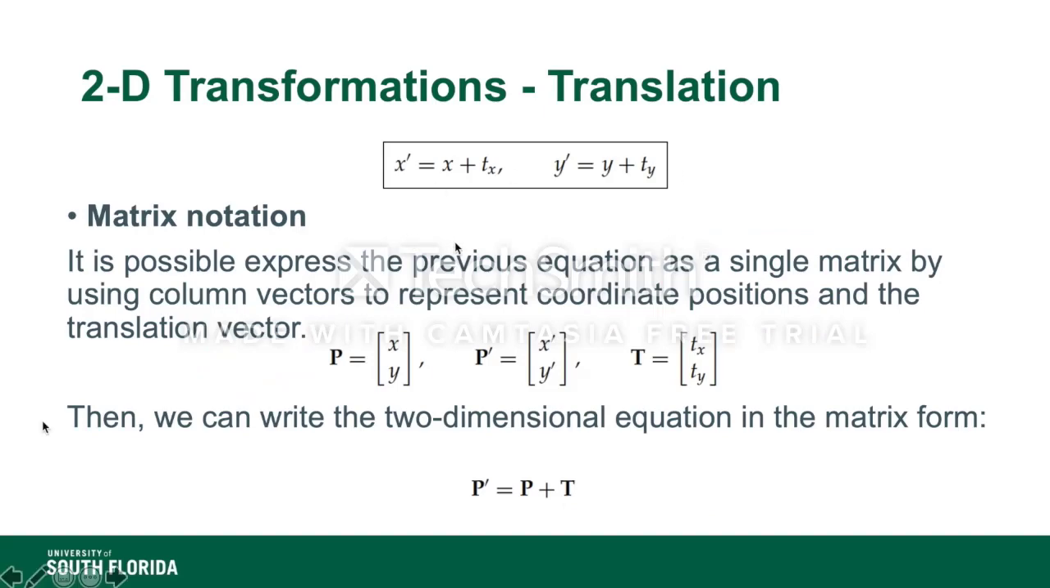The matrix notation. It is possible to express the previous equation as a single matrix, by using column vectors to represent coordinate positions and the translation vector. As we can observe here, if we define P, the original point, as a column vector x, y, and P prime as a column vector x prime, y prime, and the translation as Tx, Ty, then we can rewrite the two-dimensional equation in the matrix form P prime equals P plus T.